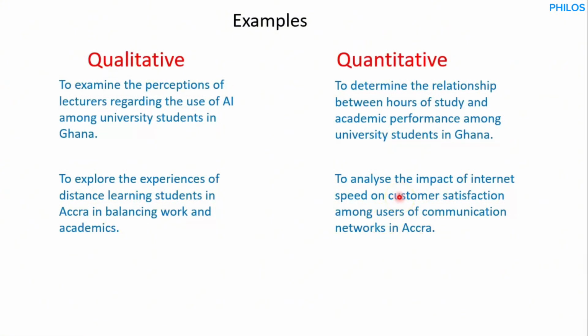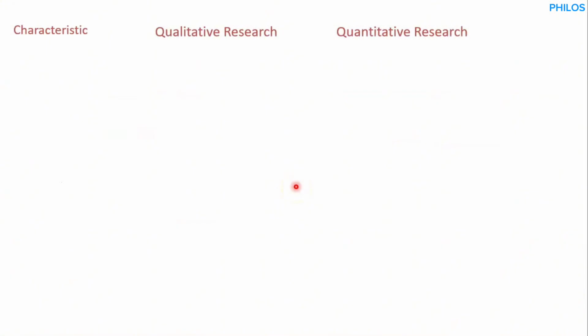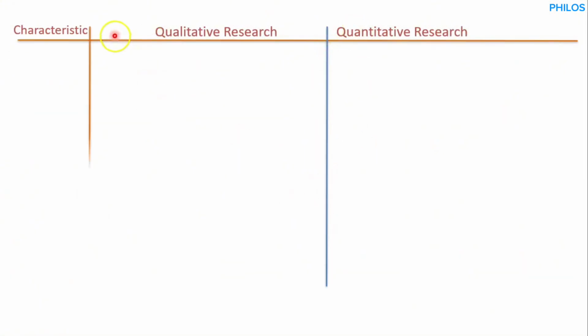quantitative approach. Now I want you to know that the qualitative approach, the quantitative approach, and the mixed method, they all have their types again. We'll be looking at that. But before then, let's look at the characteristics. Let's distinguish between qualitative and quantitative using their characteristics. Let me draw some lines here, and here also.